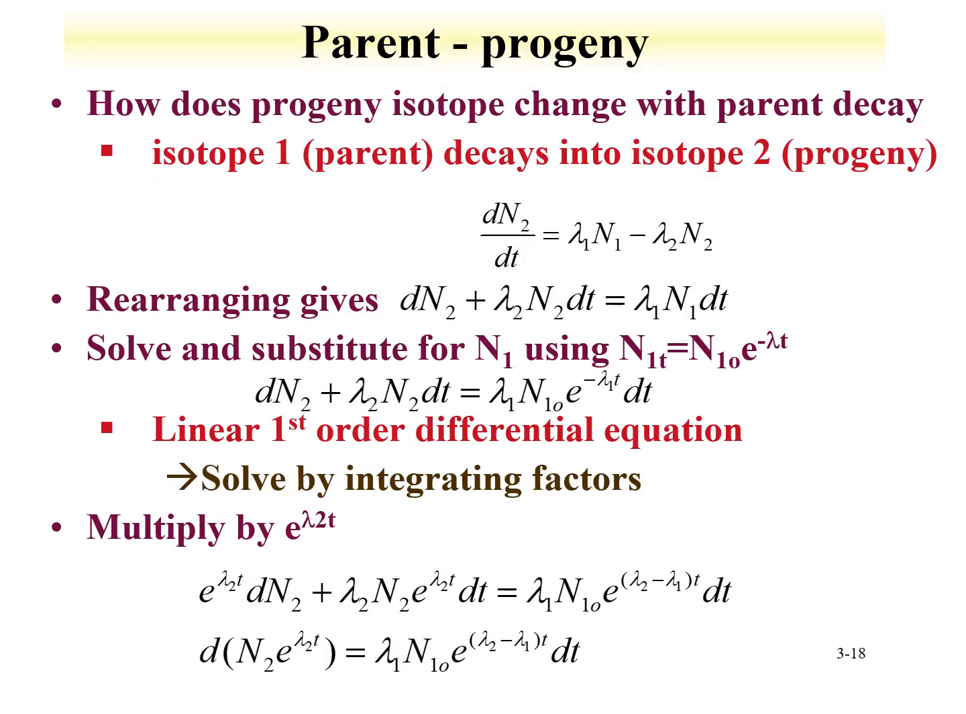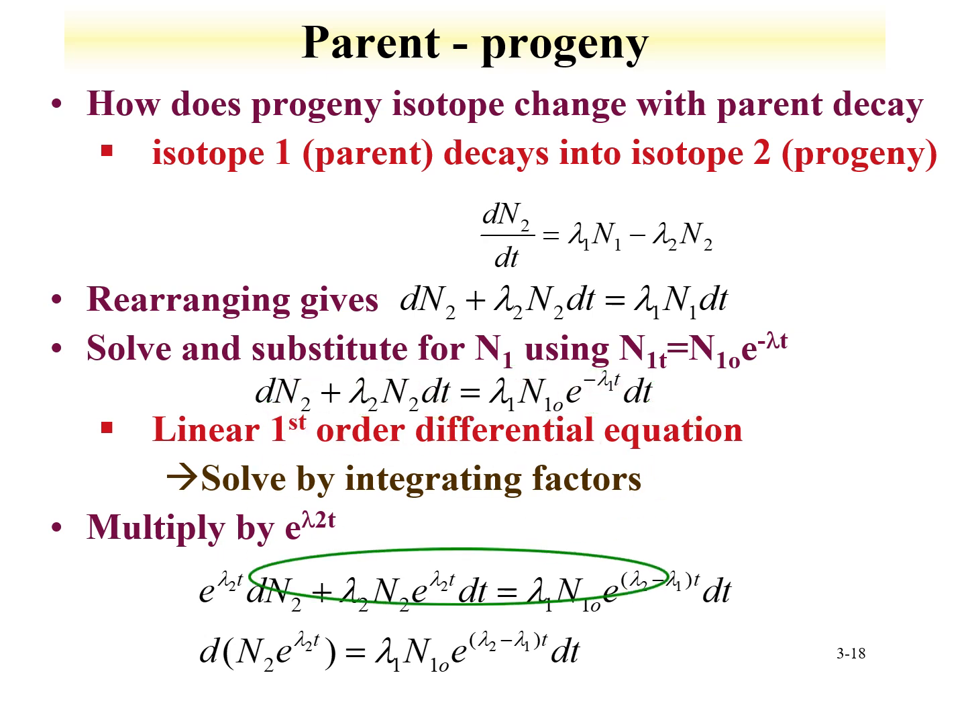Let's consider the case of a progeny isotope being produced from the decay of a parent isotope. So we have an isotope 1, and it decays into isotope 2. So the change of isotope 2 as a function of time is just equal to the decay of the parent producing a progeny isotope, and then any subsequent decay of that progeny isotope. We rearrange this equation. We get this term, we get this equation. So let's solve and substitute for N1 using N1 at time t is equal to N1 naught, the initial, e to the minus lambda t. That equation then becomes what is seen here.